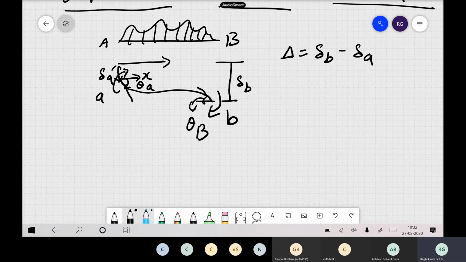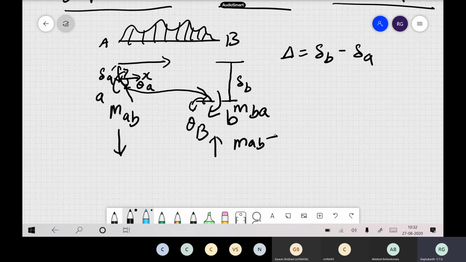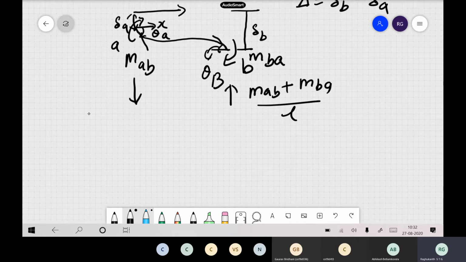All are clockwise, if you take as positive. So this is MAB, and this is your MBA. These are the internal moments. If you try to find out the support reactions due to these internal moments, they will be MAB plus MBA by L. Here also the same thing, but in the other direction, MAB plus MBA by L.